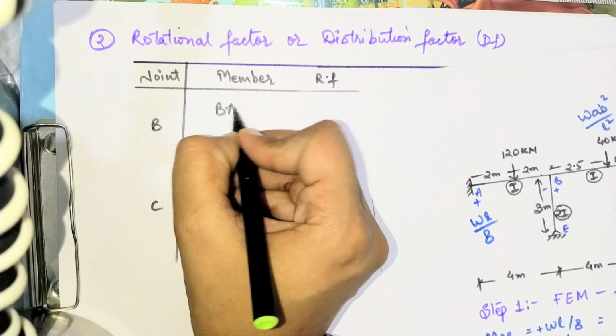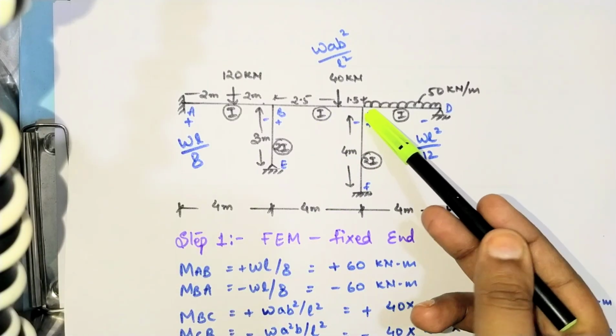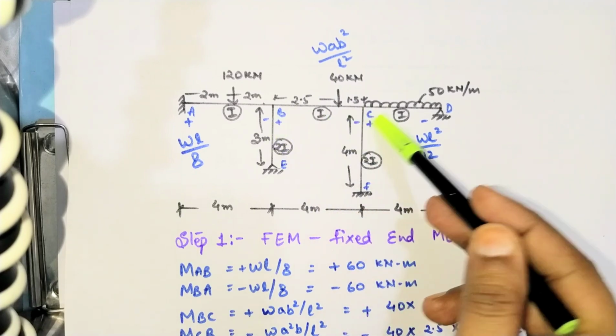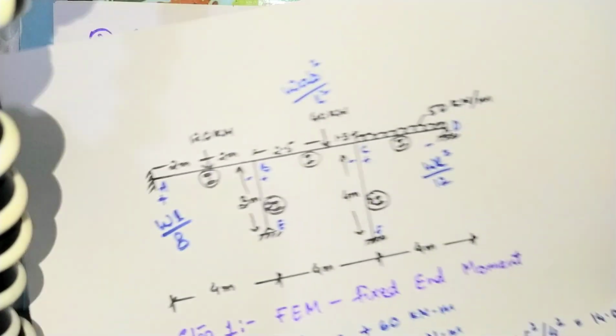So we'll be writing it onto the table. Next is your C joint. So again 3 members are joined: CB, CD and CF. We'll be writing all the members in the member section.